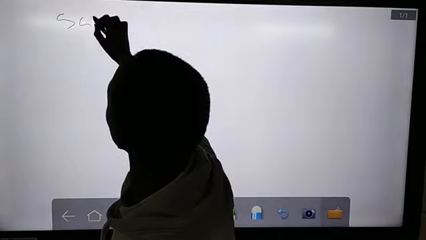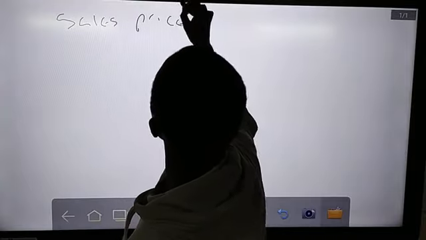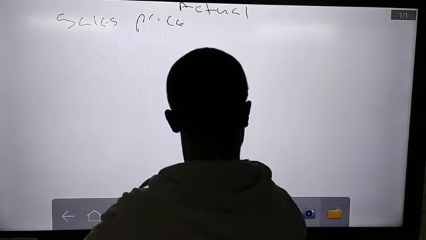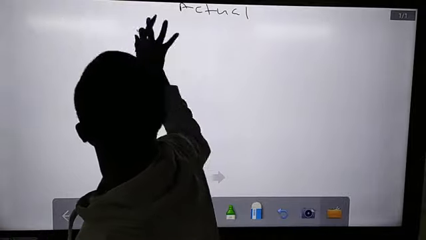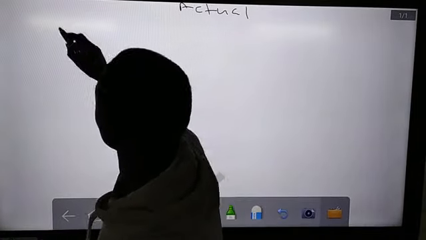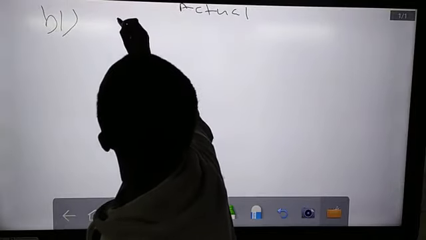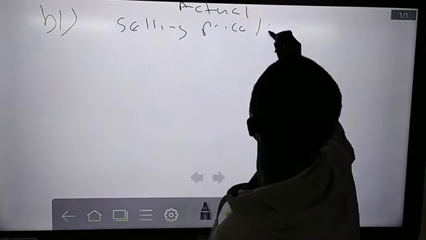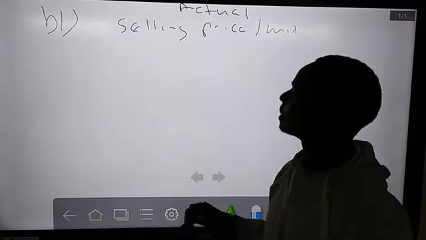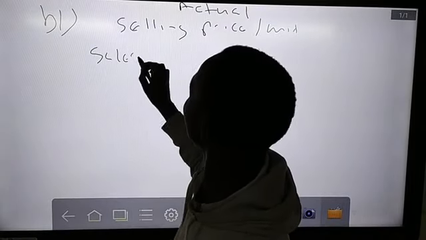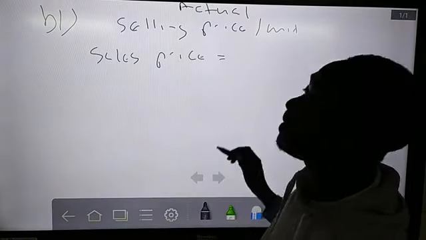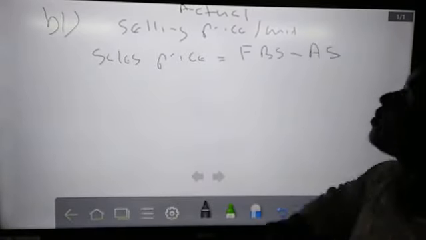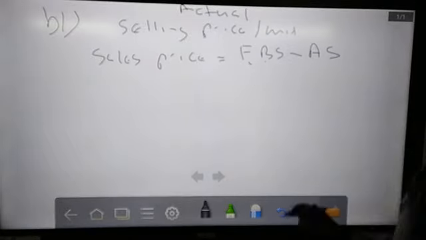We are now saying sales price. Remember the one for the actual. Okay, let's write the question. That's B1. We want the actual selling price per unit. They didn't say the actual sales. So the formula which is related, we agreed, is the sales price. And what's the formula for the sales price? We said it's FBS minus actual sales: flexible budgeted sales minus actual sales.